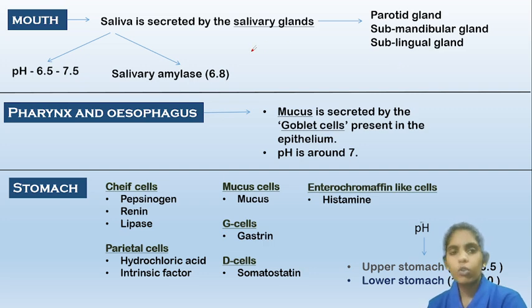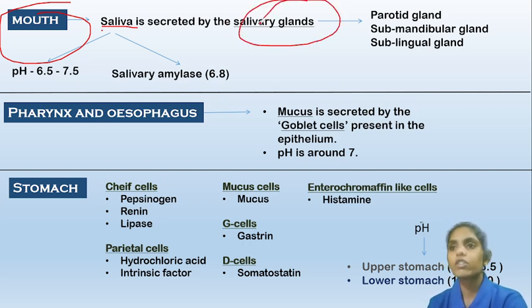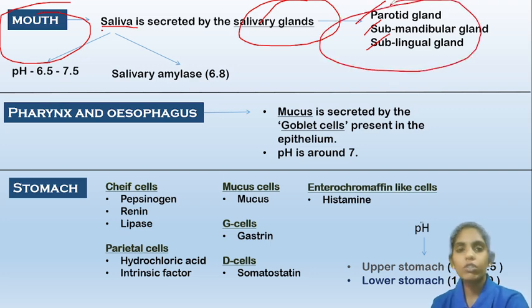Now let us know what secretions are released in each part of the digestive tract. Let us start from the mouth. In the mouth, a fluid called saliva is secreted by the salivary glands, which are present in the oral cavity. And what are the salivary glands? Those are parotid glands, submandibular glands, and sublingual glands. These three types of salivary glands occur in pairs and are present in the oral cavity.